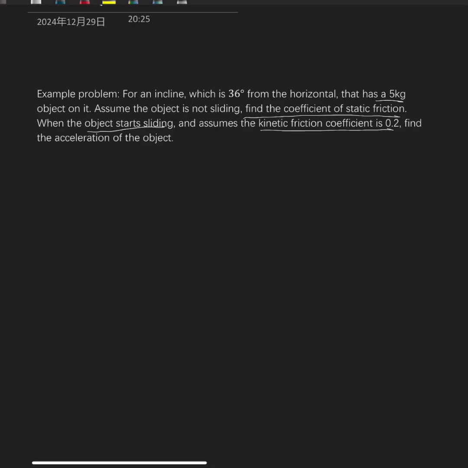So in this problem, the first step, we should draw a diagram of what it's saying. 36 degrees from horizontal, and it's an incline. So it looks like this. And the dotted line is the horizontal. It has a 5 kilogram object on it. So it's like this. And what we're trying to solve is the coefficient of static friction, mu s, and the acceleration of the object. So mu s is equal to question mark, a is equal to question mark, and mu k is equal to 0.2, and m is equal to 5 kilograms.